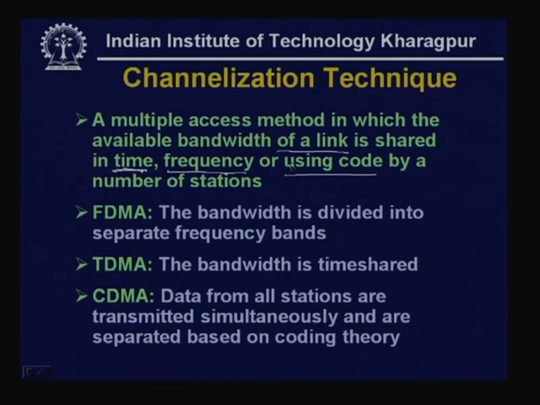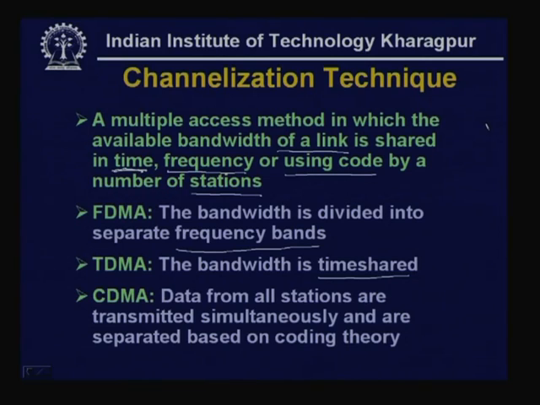So, these three alternatives, that means sharing in time, sharing in frequency, sharing using code, have led to three different approaches like FDMA, where the bandwidth is divided into separate frequency bands, and then different frequency bands are used by different stations. Then TDMA, where the bandwidth is time shared, that means at different instants of time, different stations use the medium.